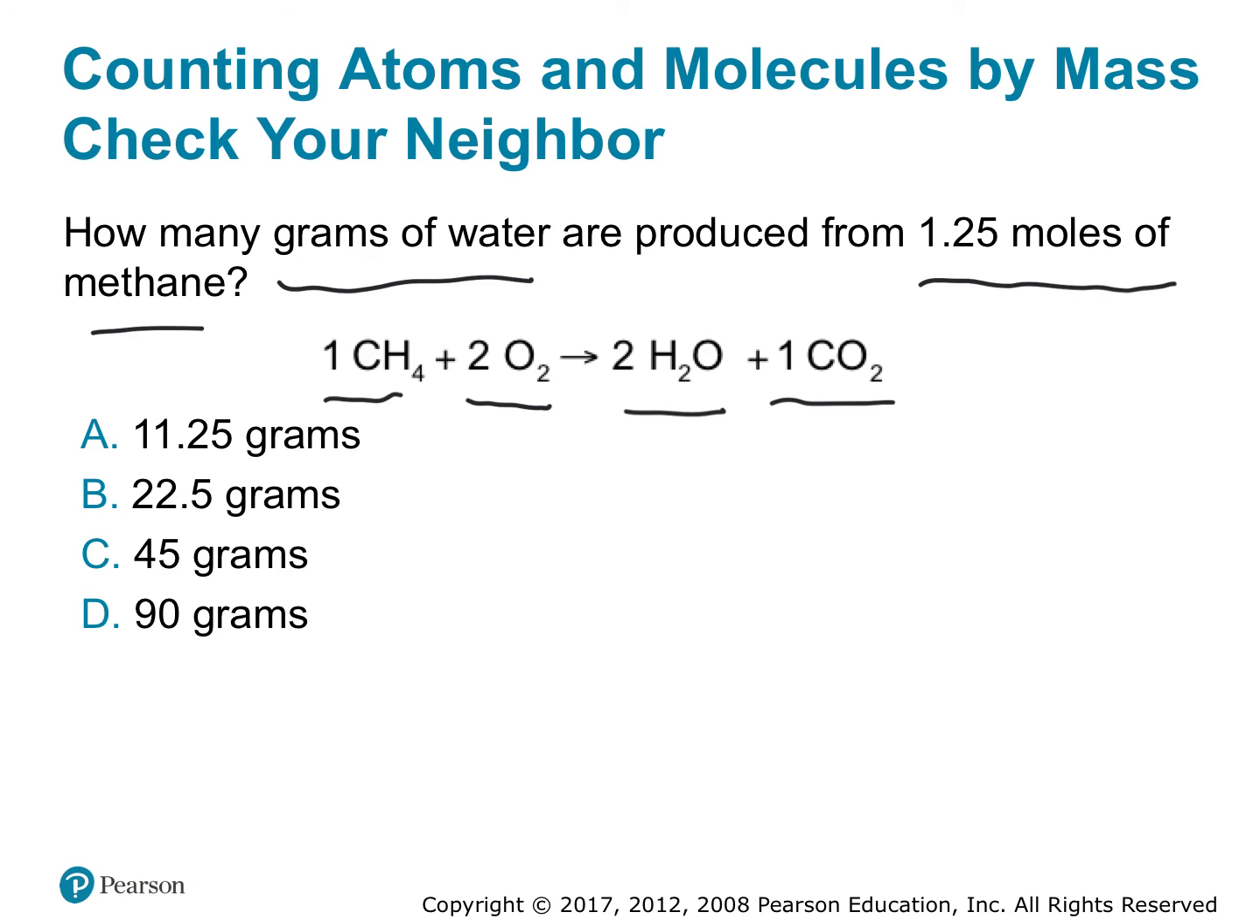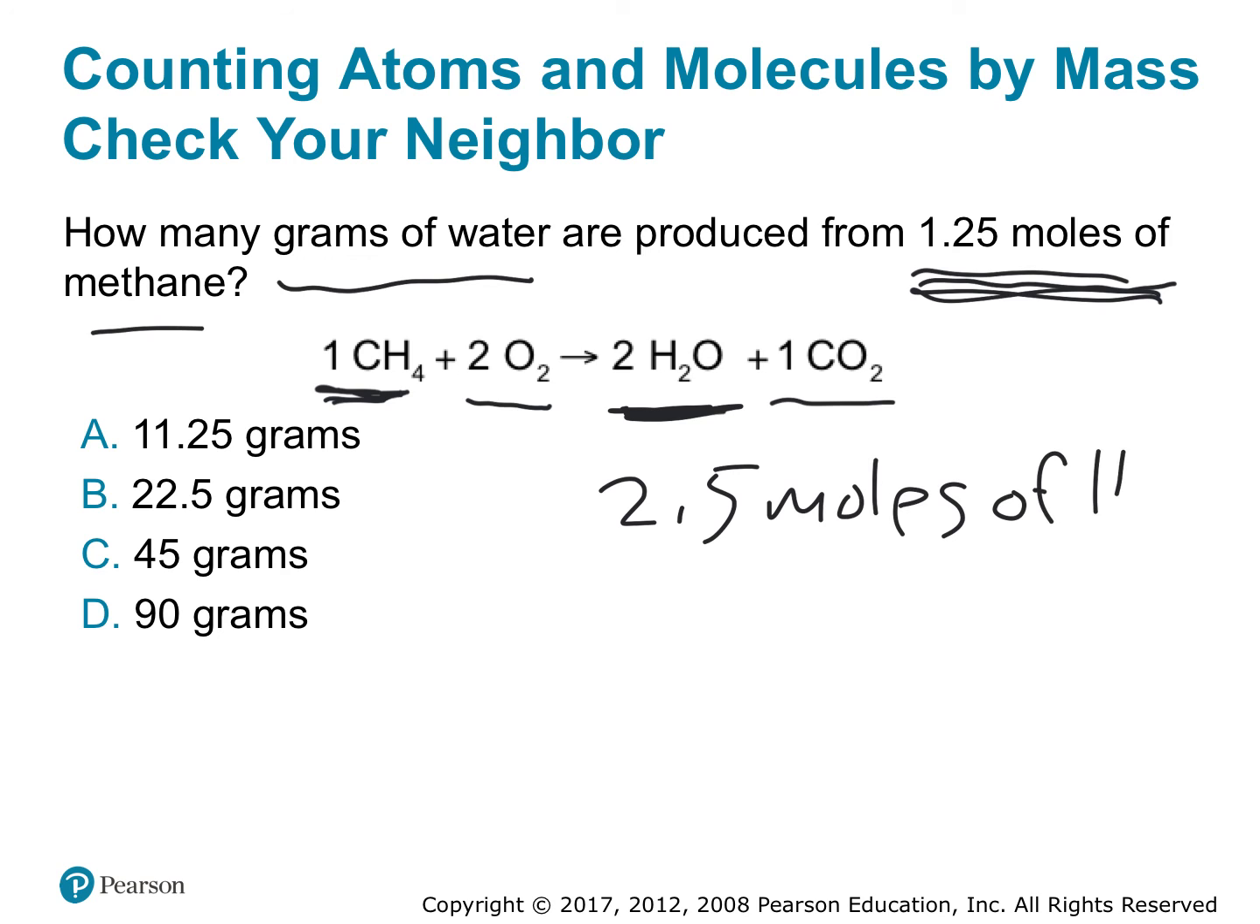This is maybe one of the trickiest problems we're going to do this whole course. So the first thing that we want to look at is we've got 1 mole of methane produces 2 moles of water. So 1.25 moles of methane are going to produce 2.5 moles of water. How do I know that? Because the ratio is 1 mole gives 2 moles, so 1.25 is going to give twice that, or 2.5 moles of water.